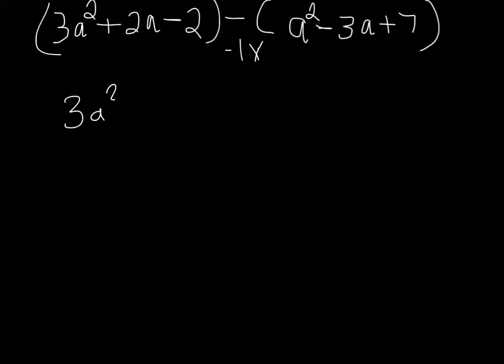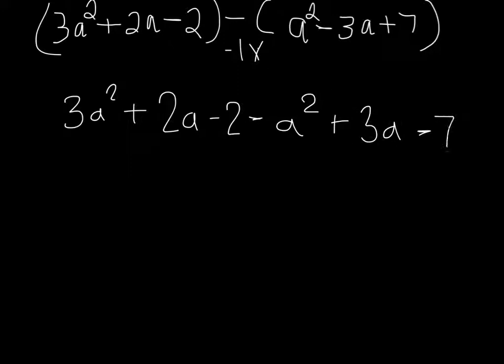So let's do 3a squared plus 2a minus 2. And remember, the -1 is multiplying this a squared minus 3a plus 7. So it would be negative a squared, and -1 times -3a is always positive 3a, minus 7.